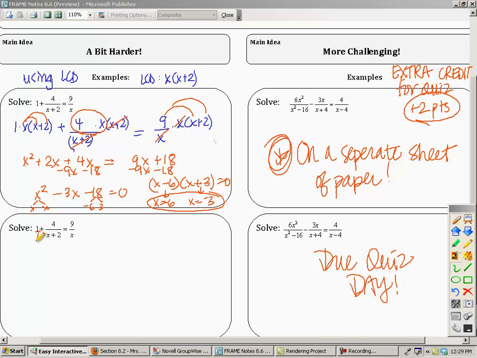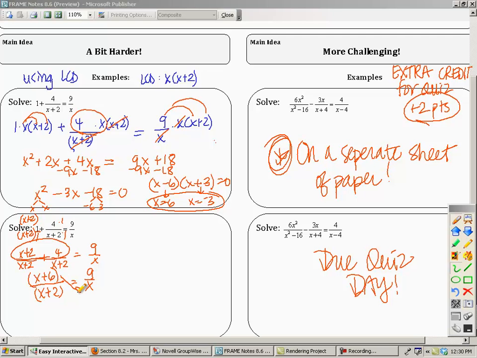This is the fraction 1 over 1. If I need a common denominator, then I'm going to multiply this first fraction by x plus 2 over x plus 2. And I don't really need to multiply the second fraction by 1 over 1, but you could. So I have x plus 2 over x plus 2 plus 4 over x plus 2 equals 9 over x. And if I add my numerators, now that I only have one denominator, I get x plus 6 over x plus 2 equals 9 over x.